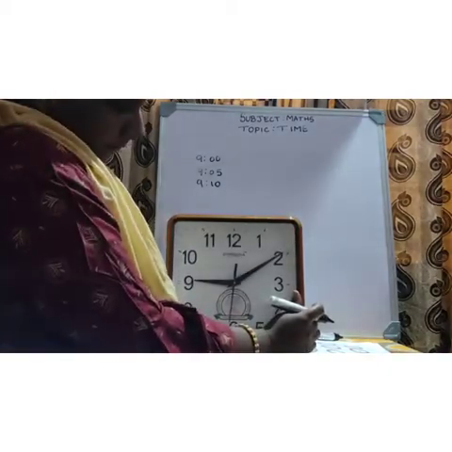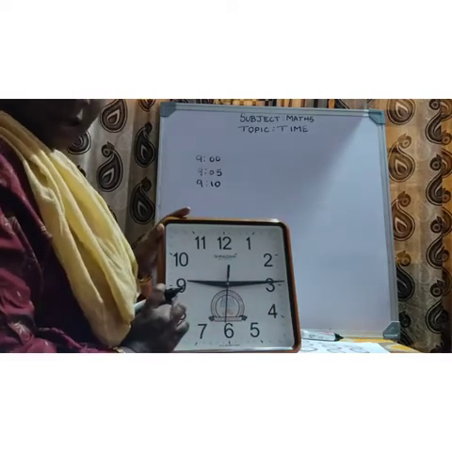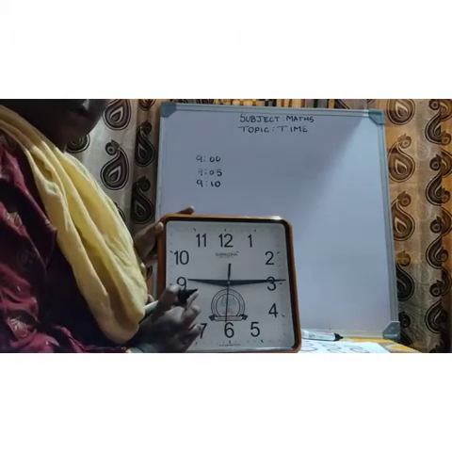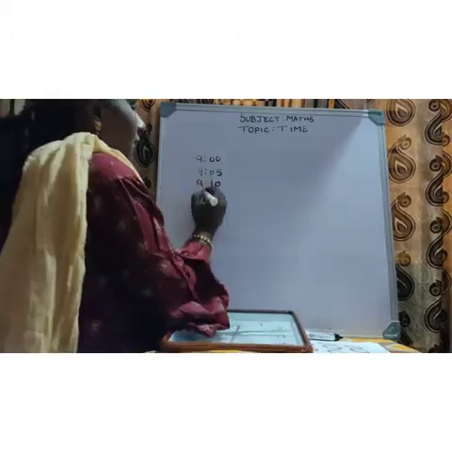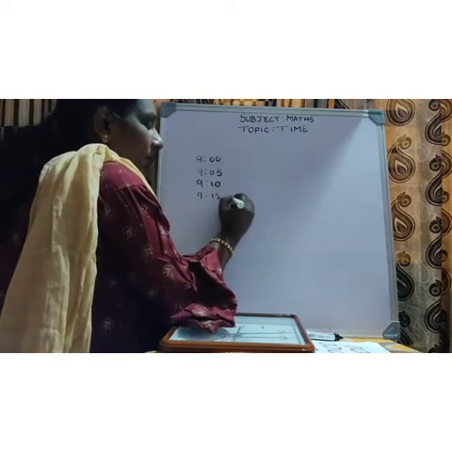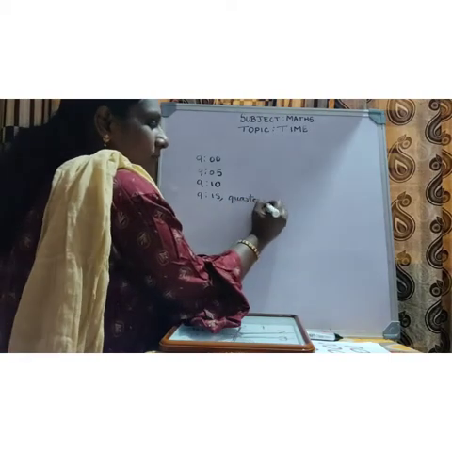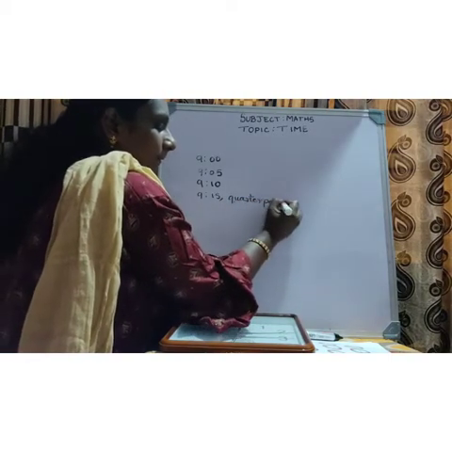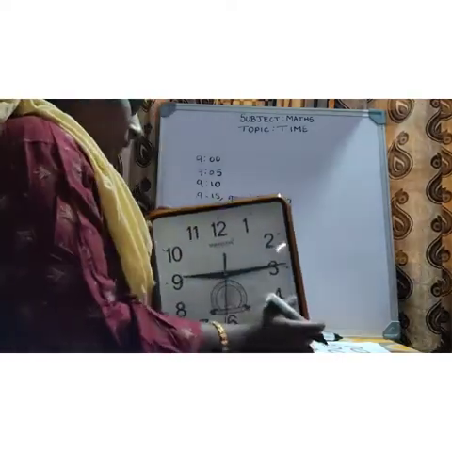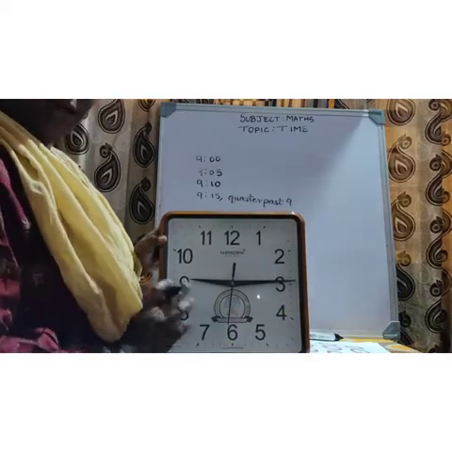Okay. Next, the minute hand is at 3 and the hour hand is at 9. What is the time? It is 9:15. What is the time children? It is 9:15. You can also tell it as quarter past 9. What is the time? You can tell it as quarter past 9.